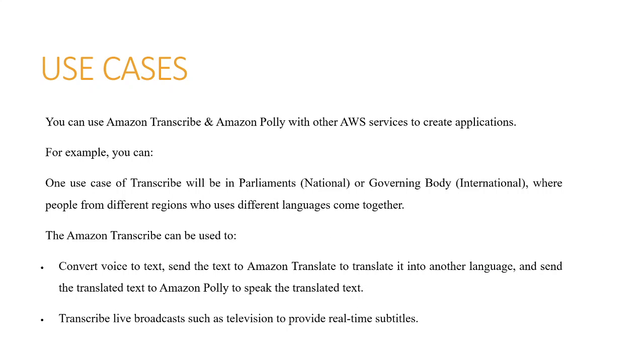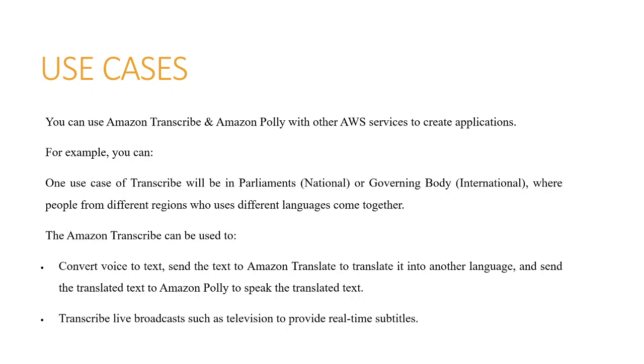So what are the uses of Amazon Transcribe and Amazon Polly? One example I can think of is places where people come together from different nations or different states. For example, take the case of the India Lok Sabha. There might be people from Uttar Pradesh or people from Tamil Nadu, and they might not know the same language. So there is a language barrier gap. Using these services, we can cover the language barrier.